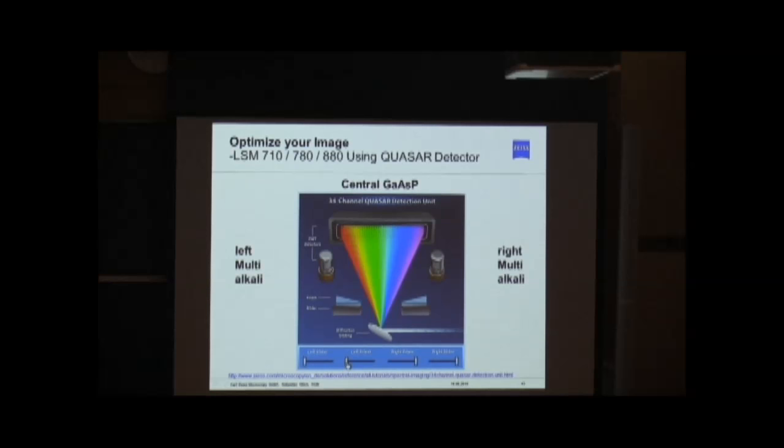You can move a prism into the light path and project, for instance, red light and blue light on the multi-alkali detectors. And the reason why you can do that, I guess all of you can answer that question right now, is because for the red light and for the blue light, these multi-alkali detectors are more sensitive than the GaAsP detector. So you need a lower laser power, a lower gain, and get a better signal if you use these multi-alkali detectors for infrared or far red and for UV light detection.